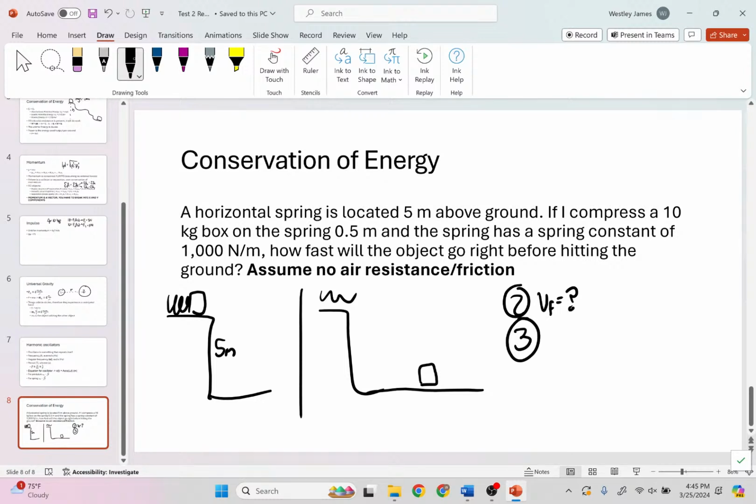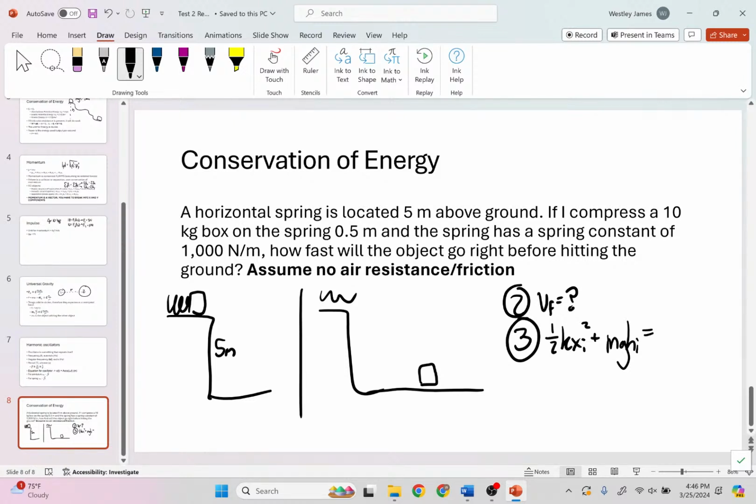Do I have elastic potential energy? Yes, I do. I have some initial compression of the spring. Great. Do I have gravitational potential energy? I do. It's above ground. Do I have kinetic energy? No. No kinetic energy. It's not moving in the beginning. It's compressed on a spring. I can't imagine it's moving.